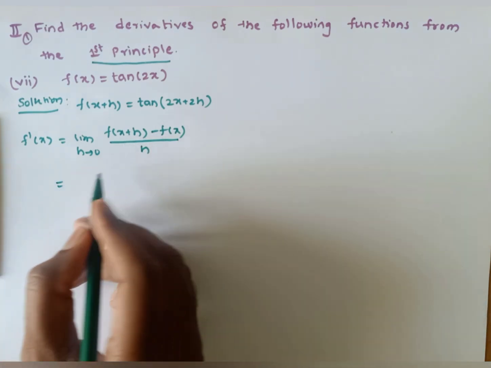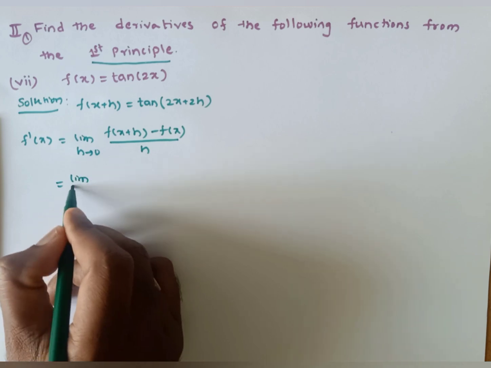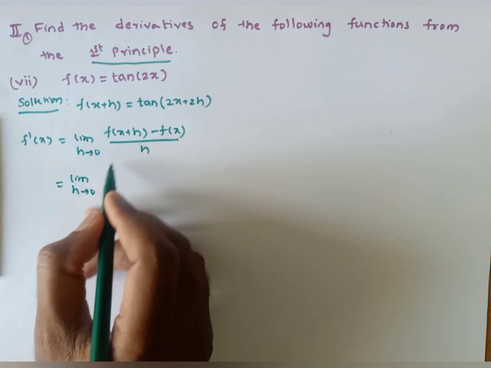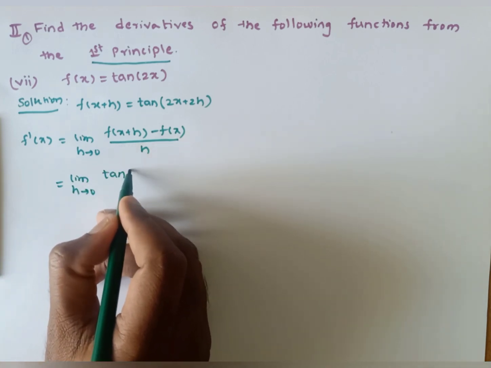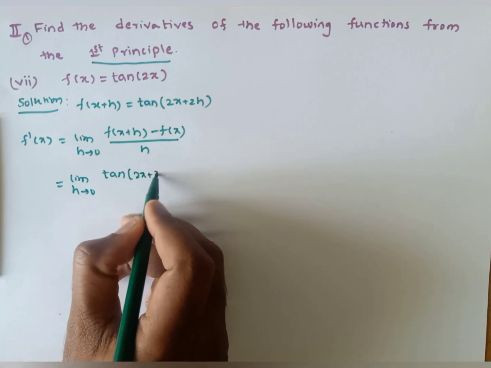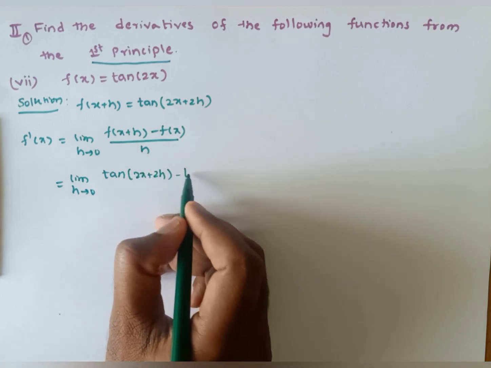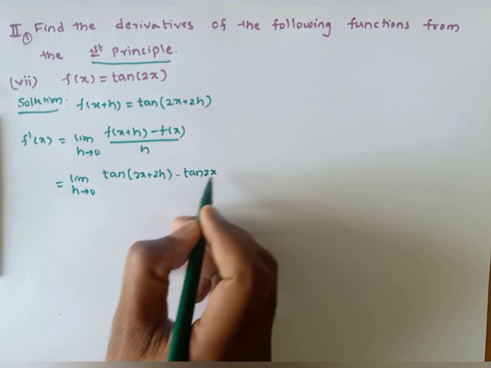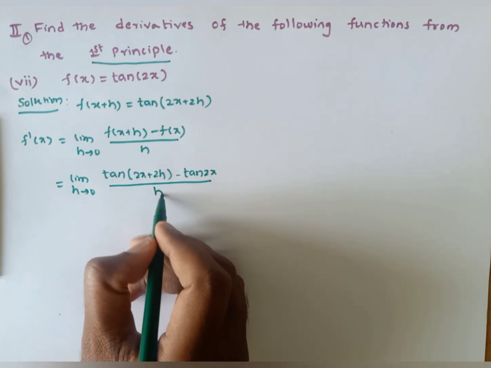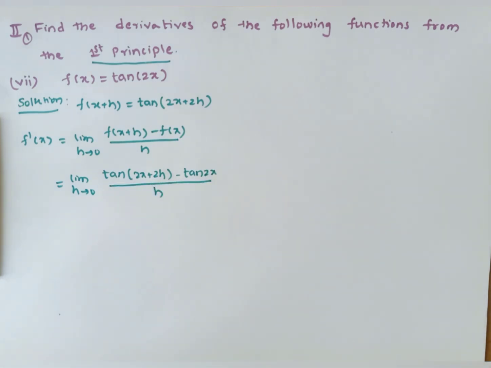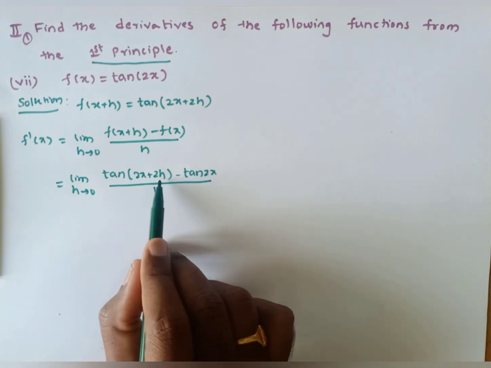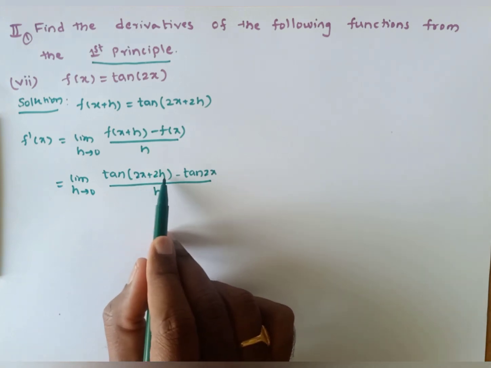Now replace all the values here. So this is the limit as h tends to 0 of tan of 2x plus 2h minus tan of 2x, divided by h. Now if we apply the limit, then this is tan of 2x plus 0.